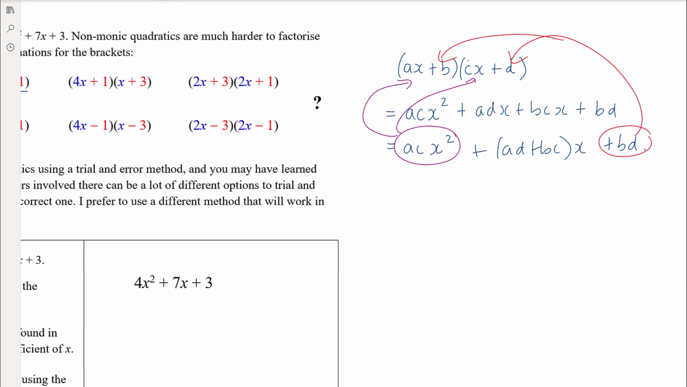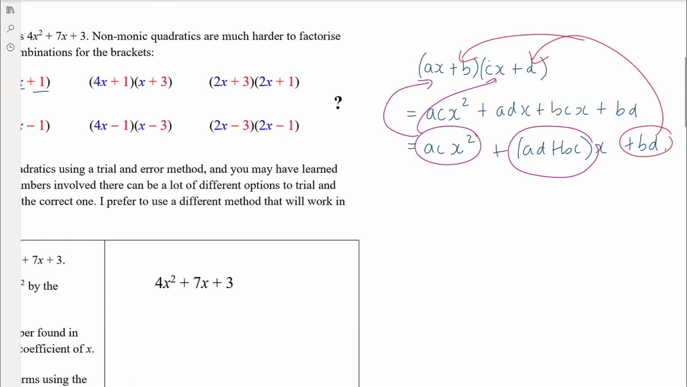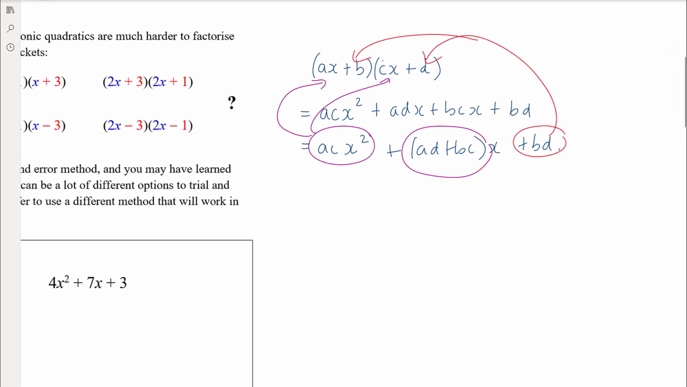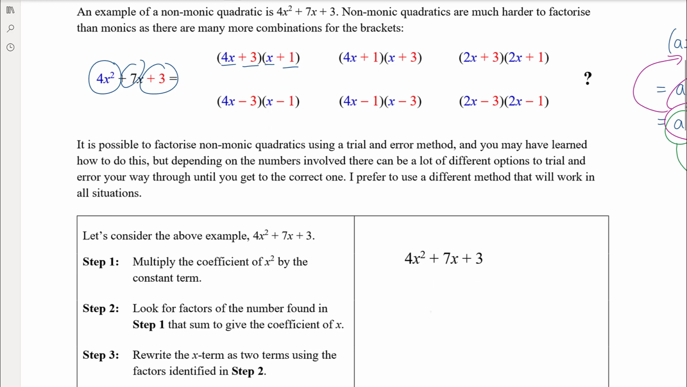Okay, but the challenge with a non-monic quadratic is that the middle term involves all 4 numbers in the brackets, and so it's no longer as simple as saying it's just about factors of 3 that add up to 7, because the 4 is also interfering with it. So what we actually want to do is create a number that involves all of A, D, B and C, and we can do that by multiplying that number by that number, and we essentially get ABCD. And then it's about factors of that number that add up to that number. Okay, so that's going to be the key here.